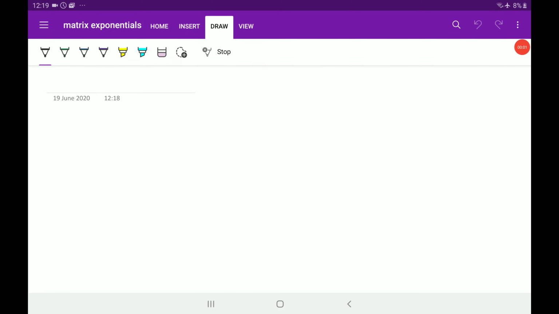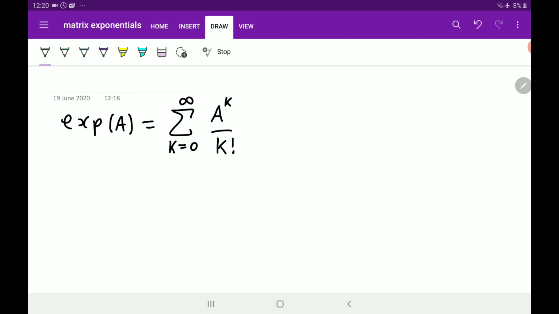Okay, so I'd like to talk about the exponential of a matrix. So the exponential of an m by n matrix is given by this definition. We use k here. Now, of course, the first thing that we need to check is that this makes sense. The right-hand side makes sense.